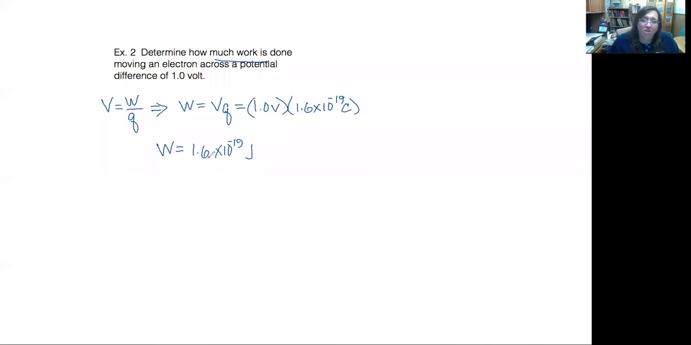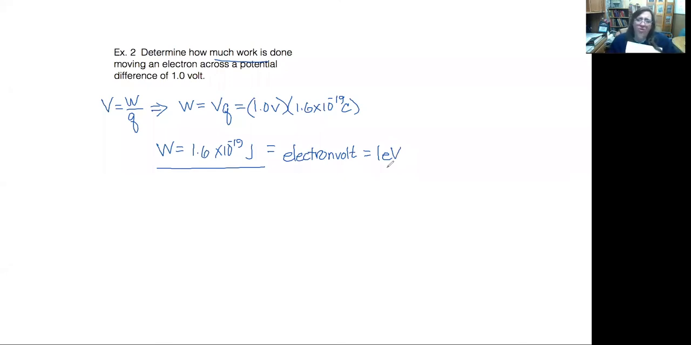This doesn't sound real exciting, kind of an easy problem, right? There's a reason I brought this up. And the reason is this value has a very special name to it. It's used to express small amounts of energy, and we call this an electron volt. And it's represented by 1 eV.